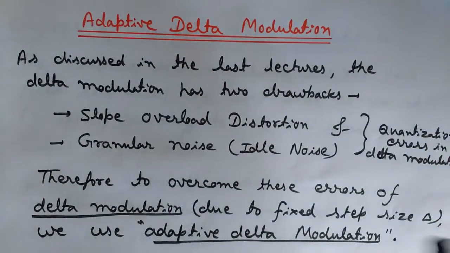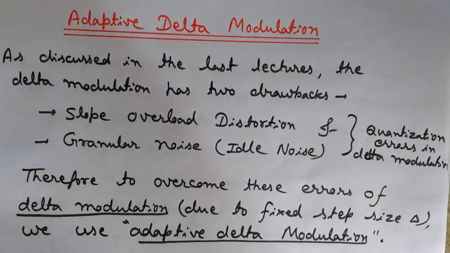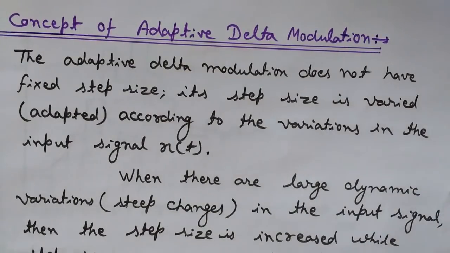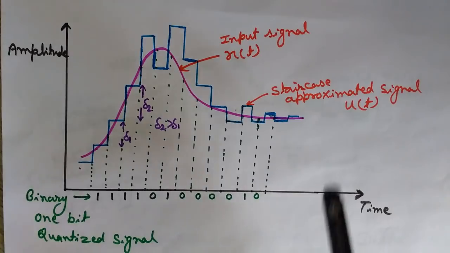This is the adaptive delta modulation. We will see the basic concept of adaptive delta modulation along with its waveform. So let's now start with delta modulation.